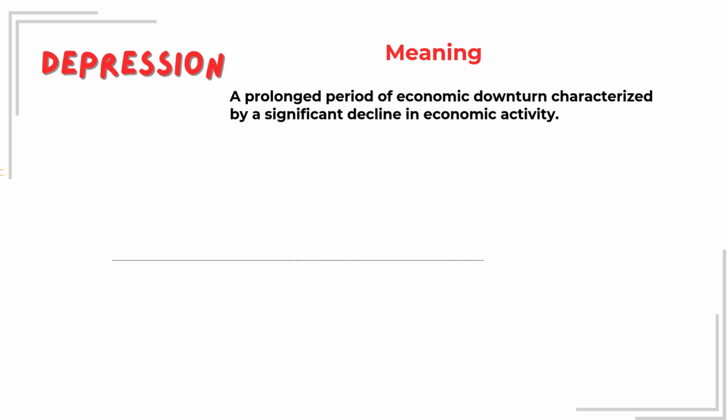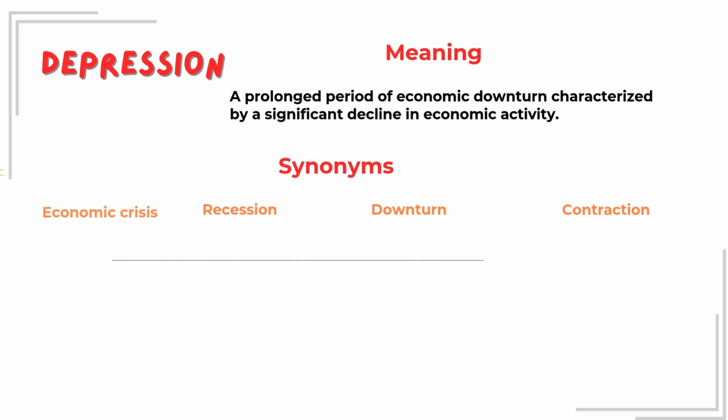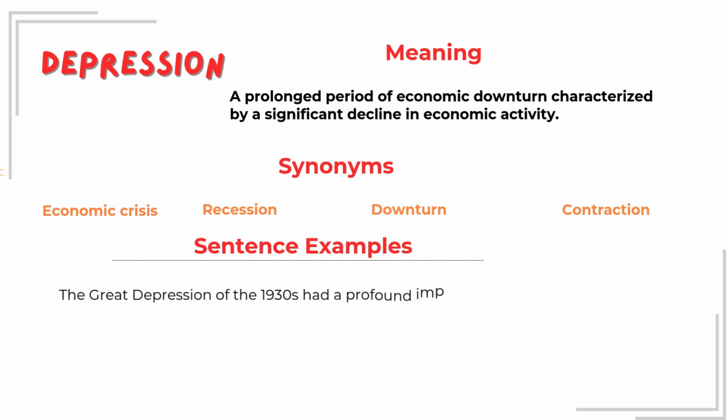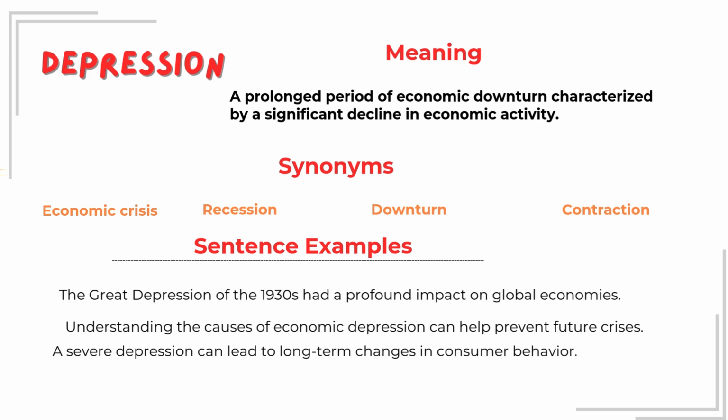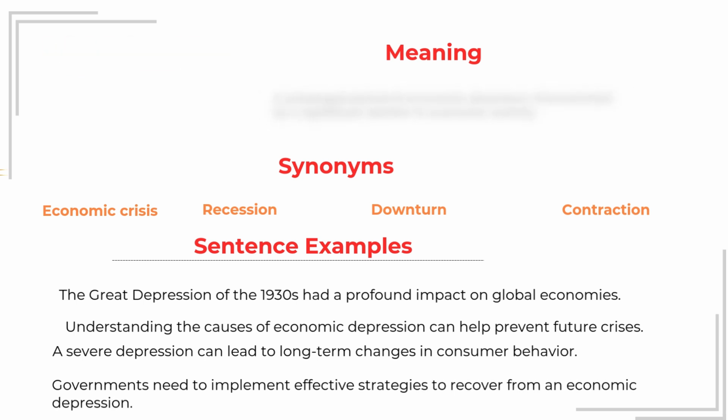Depression. A prolonged period of economic downturn characterized by a significant decline in economic activity. Economic crisis. Recession. Downturn. Contraction. The Great Depression of the 1930s had a profound impact on global economies. Understanding the causes of economic depression can help prevent future crises. A severe depression can lead to long-term changes in consumer behavior. Governments need to implement effective strategies to recover from an economic depression.